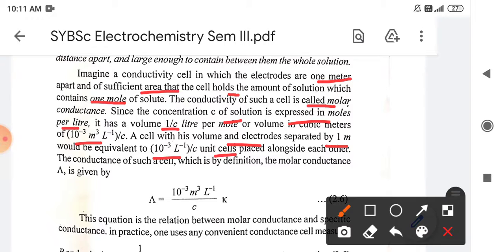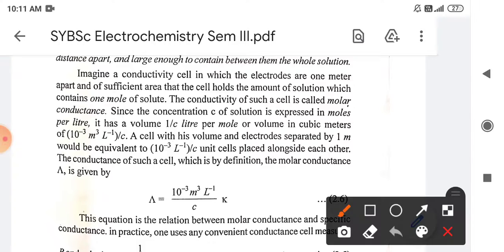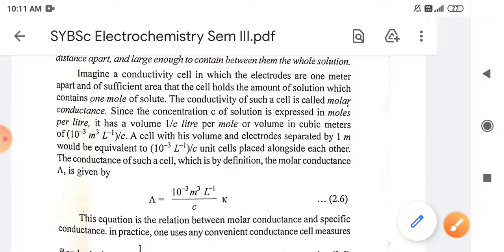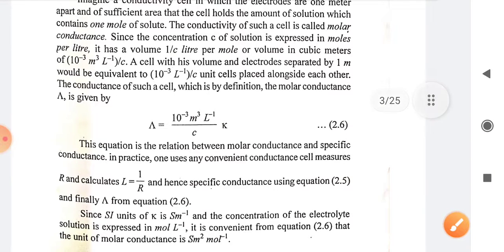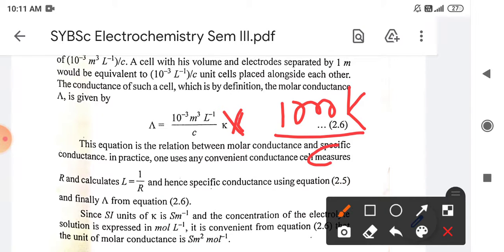So the conductance of such a cell is the definition of the molar conductance lambda m, which is given by 10 raised to minus 3 meter cube per liter divided by concentration, into the specific conductance. Sometimes it might be given in other terms. The 10 raised to minus 3 is for meter cube, but if the concentration of the solution is given in terms of centimeter cube, then we just multiply by 10 raised to 6. So overall we get 1000 k upon C. This is the more familiar formula, 1000 k upon C, where k is the specific conductance and C is the concentration in moles.